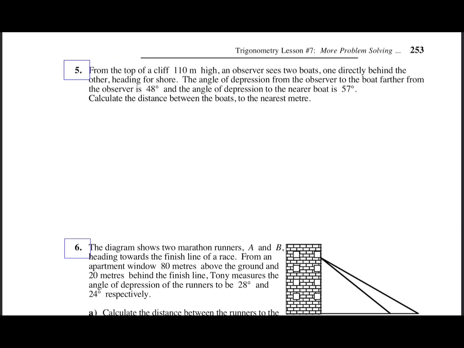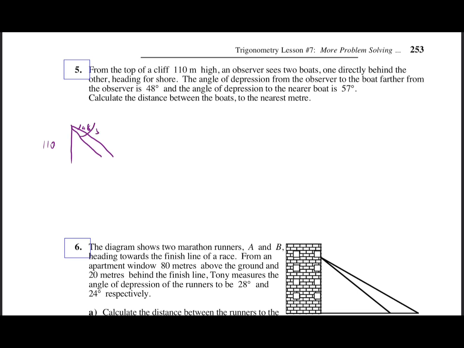Okay, and for number 5, at the top it's 110 height, and we observe two boats, one directly behind another. We know 1 degree is 48, so this one is 48, and one is 57, so it's kind of like here 48. Then we need to find the distance between the boats, so this part is x, and this part is y, and the distance is y minus x.